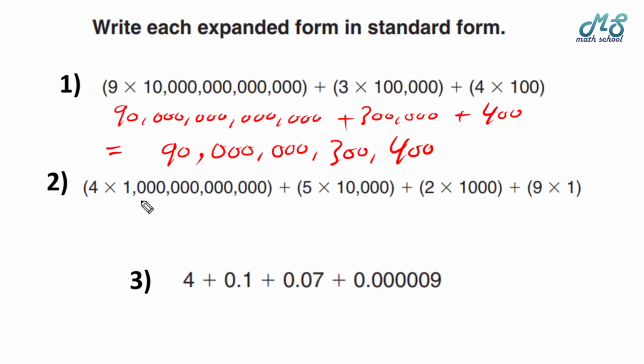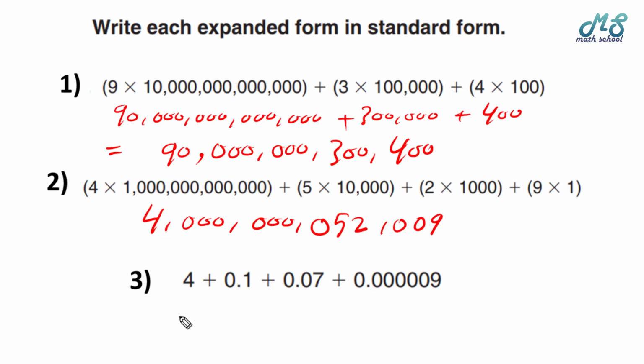Next, 4 times 1 trillion. So we have 4 trillions. Just write 4 in trillions. No billions, triple zeros. No millions, triple zeros. How many thousands? We have 5 times 10,000 plus 2 times 1,000. So we have 52,000. Just write 52. So you have to write 0 in 100,000 place. Plus what? Plus 9. So we get 9 in ones place. What about tens and hundreds? Just write 00.